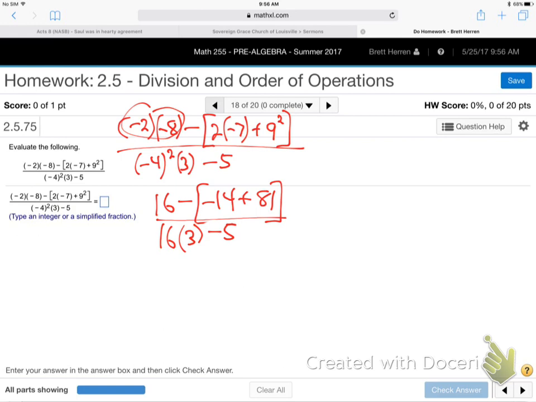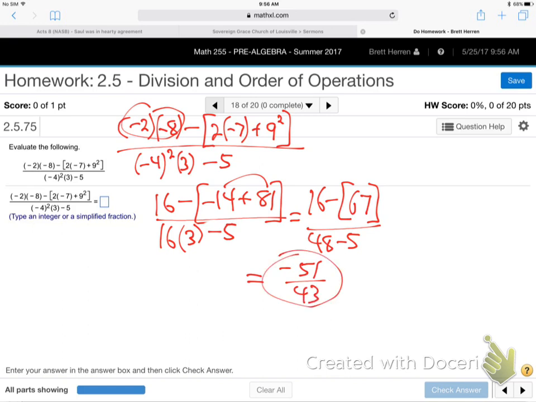Good to there? Now, where do we go from here? Finish these brackets. What is 81 minus 14? 67. Yeah, 67 over, this will be 48. 3 times 16 is 48, minus 5. And so then that's minus 51 over 43. Yeah, that looks right.